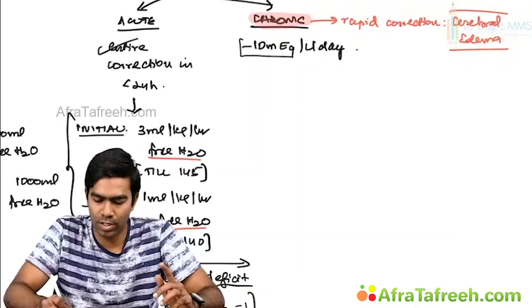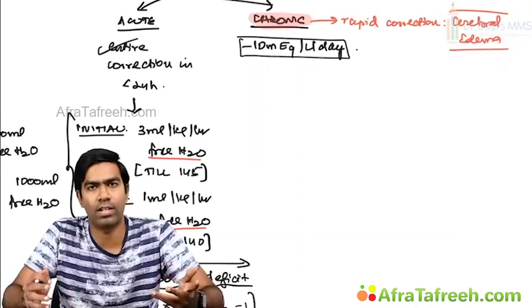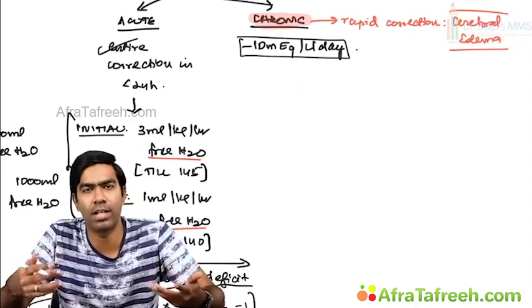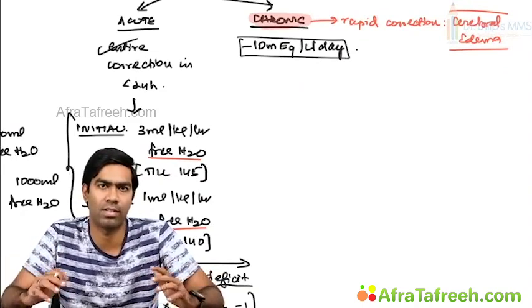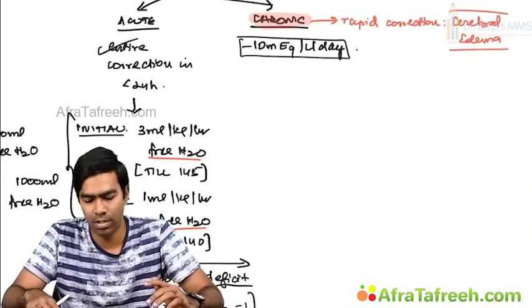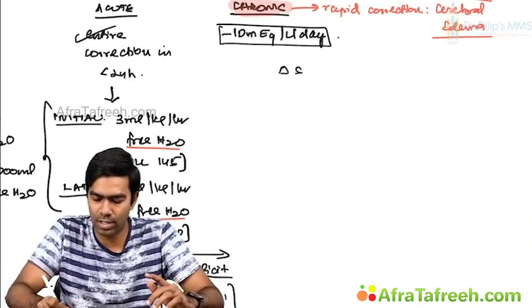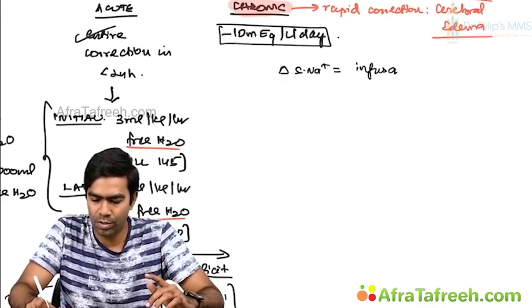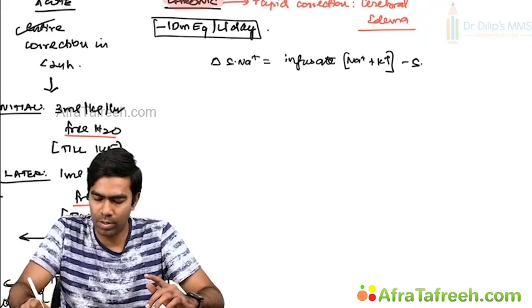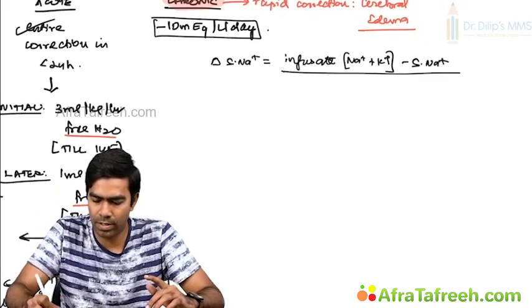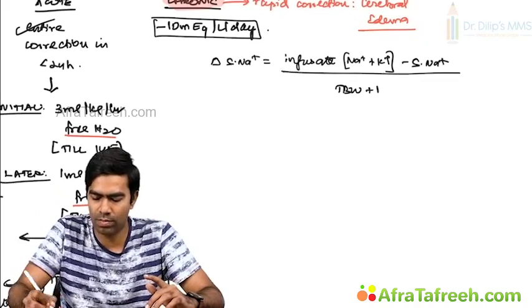So how will you know that you can correct? I mean, you have to correct, and what is the formula? Is there anything that can predict that you can correct 10 milliequivalents per liter per day? For that, you have a formula, which we know already. The magnitude of change in the serum sodium can be given by the formula: infusate sodium plus potassium minus serum sodium divided by total body water plus 1. We know that, isn't it?